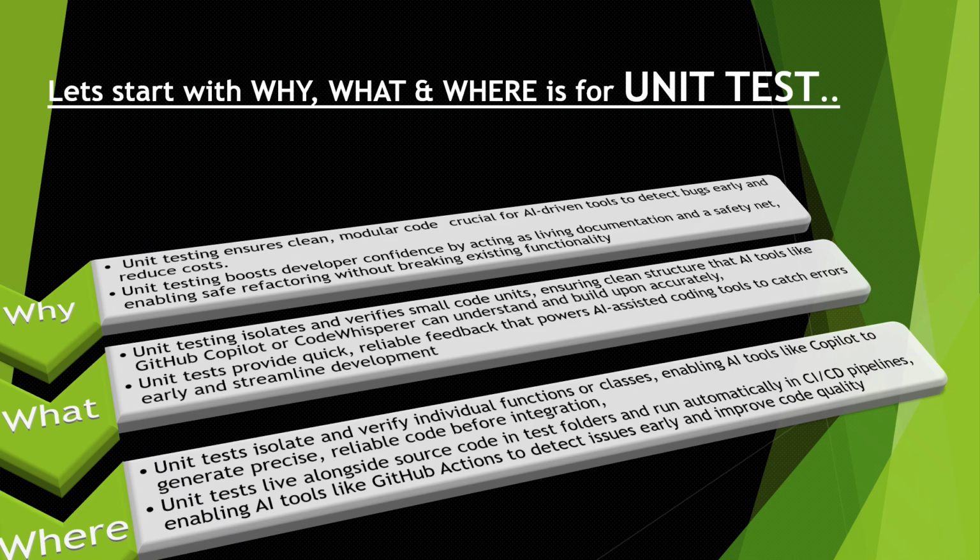So what is a unit test? The point number one I have mentioned: unit testing isolates and verifies small code units, ensuring clean structure that AI tools like GitHub Copilot or Code Whisperer can understand and build upon accurately. Here what I'm trying to tell you is, a unit test is a small automated test that verifies a single function, method, or class in complete isolation from external dependencies such as databases, file systems, or APIs.